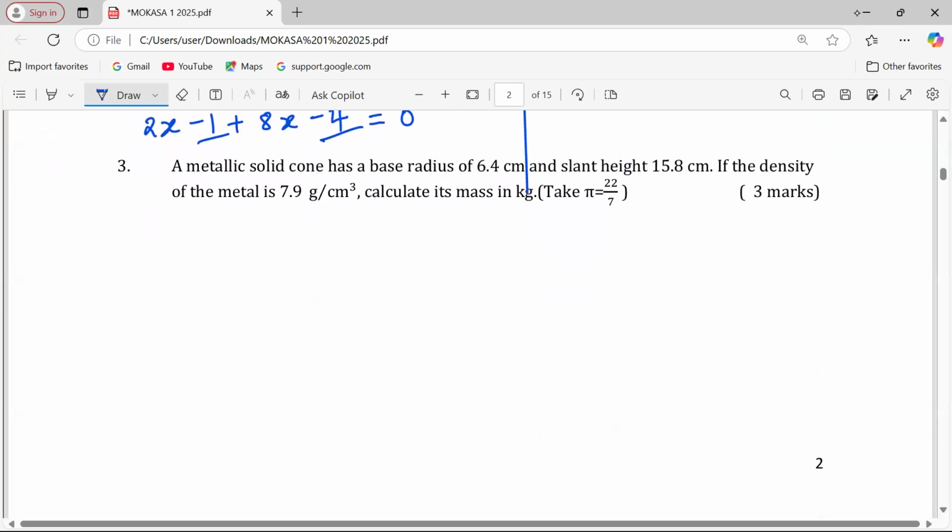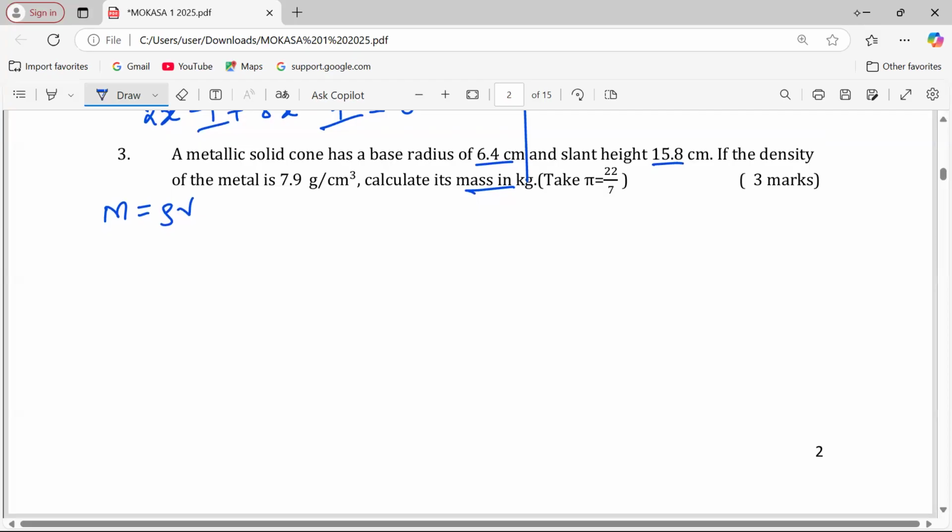Number 3. A metallic solid cone has a base radius 6.4 and a slant height 15.8 centimeters. If the density of the metal is 7.9 grams per cubic centimeter, calculate its mass. We know that mass is usually given by density times volume, and we are given the density already. That means we need to calculate the volume first. Now that it is a cone, volume is given by a third by r cubed.